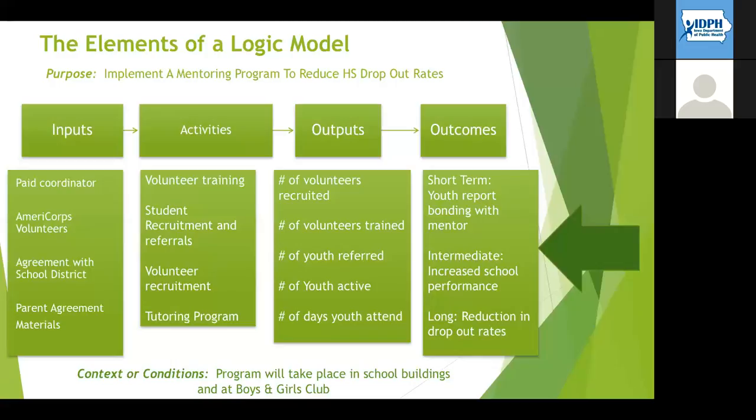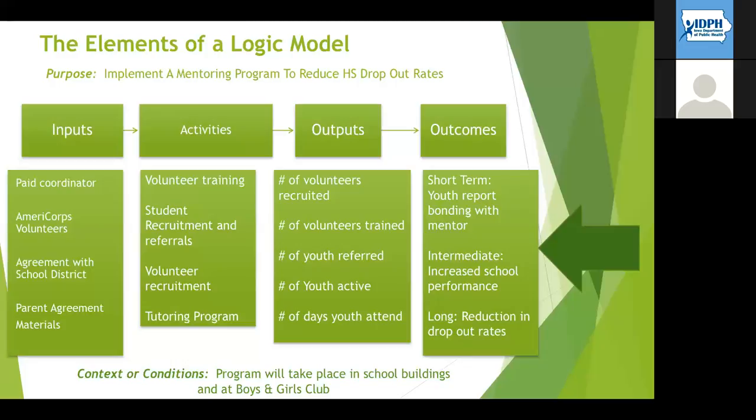Well, and if we see increased school performance, we're going to see also other indicators increase. We're going to see that youth are feeling more confident. They're feeling more connected to their community and to their school potentially. And so in the long run, we should see reduction in dropout rates. That's the domino effect. If youth report bonding with their mentors successfully, then hopefully they're going to see an increase in school performance. If they're going to see an increase in school performance, then we should see a reduction in dropout rates. That's the domino effect. And that's the logic of your logic model.